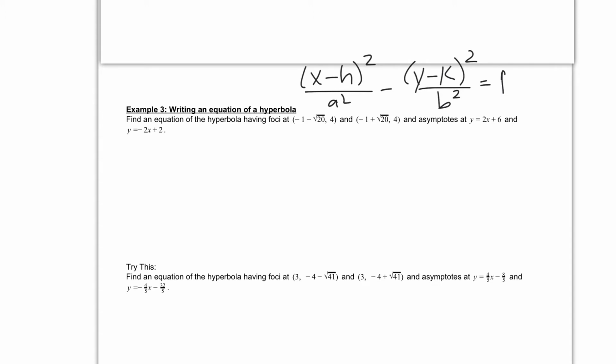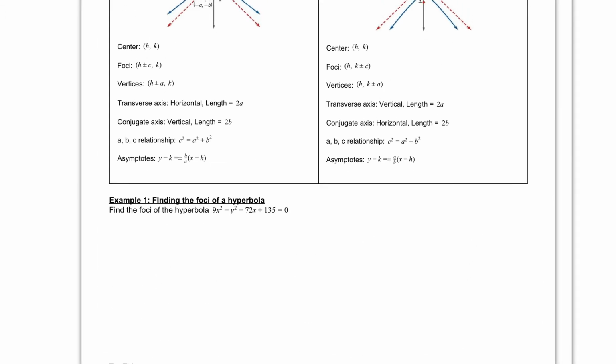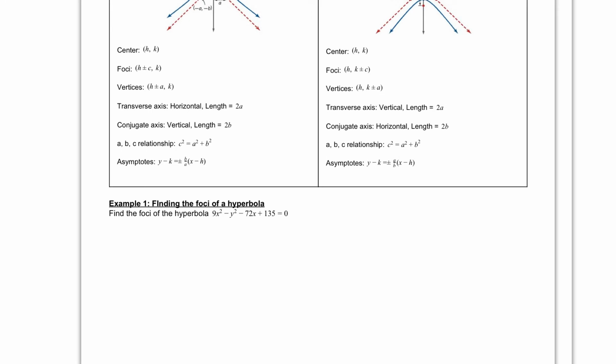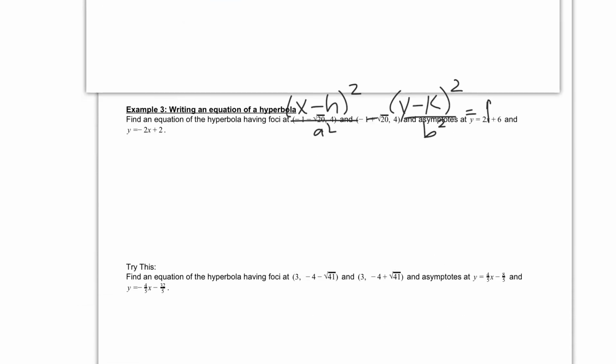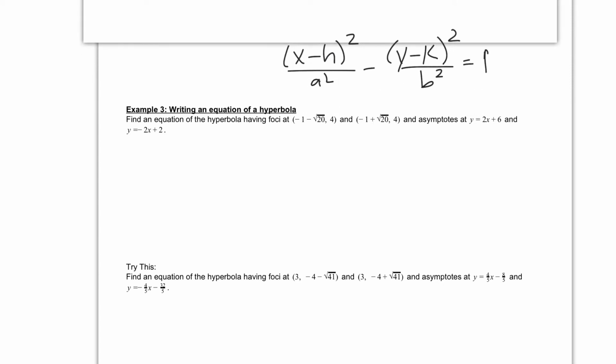If we take a look at our equation for our foci, let's go back up one more time just to refresh your memory. The foci are h plus c, comma k, and h minus c, comma k. So if we go back up here, this is h minus c, comma k, and then h plus c, comma k. Let's label those. This is our h, this is our c, and this is our k. So we can write that down.